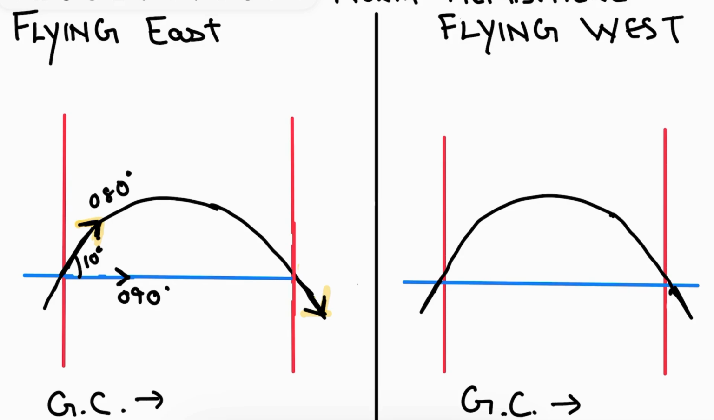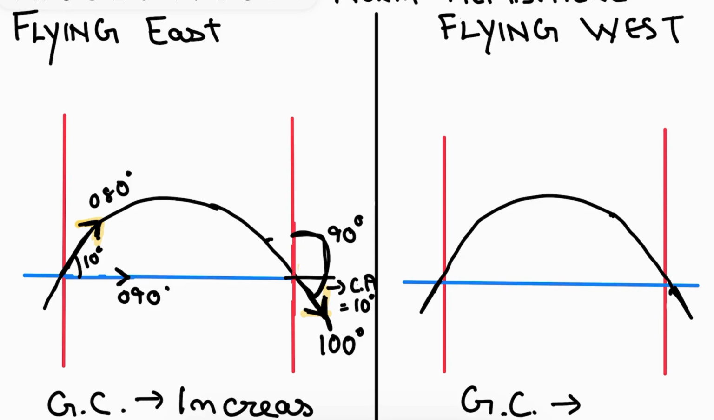Here we know that this angle is 90 degrees, but we need to know the angle here at the arrival. This is going to be the same as the conversion angle, which is 10 degrees. So this angle is 90 plus 10, which is 100. So if the aircraft is flying in the north hemisphere in an eastern direction, the great circle increases. So the great circle at departure is less than the great circle at arrival. Let's see the example of flying west.